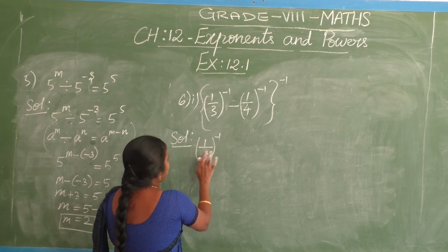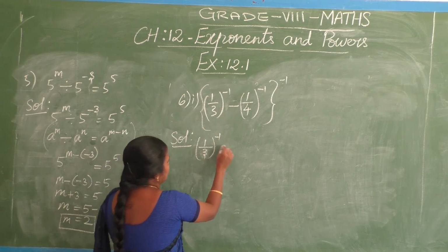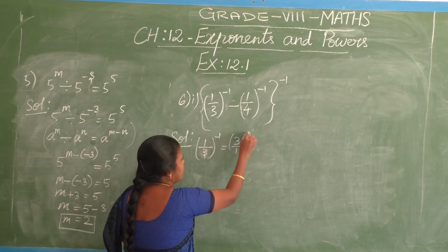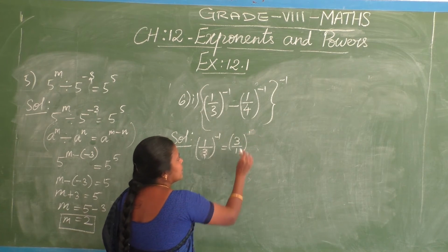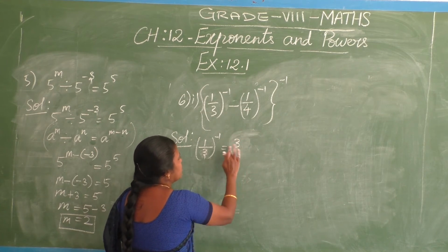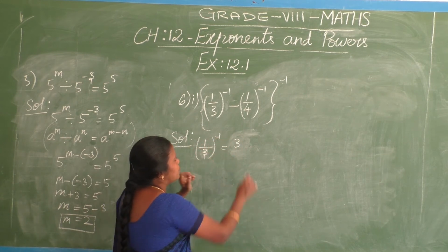This can be written as (1/3)^-1. Negative power, no? What to do? It becomes (3/1)^+1. 3/1 can be written simply as 3^1, nothing but 3. See, I have changed the negative power into a positive power.